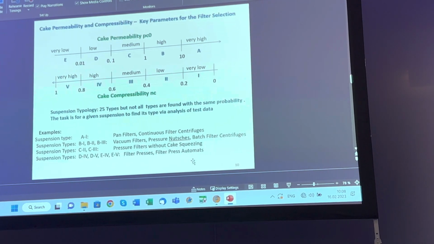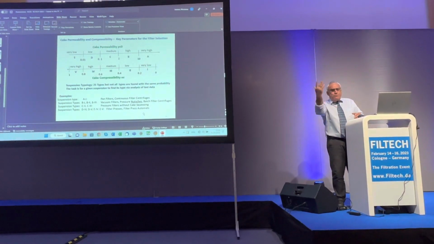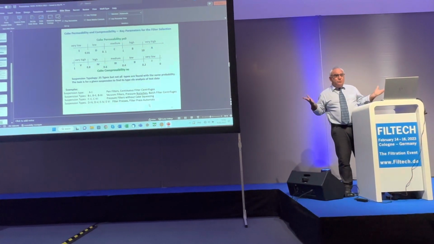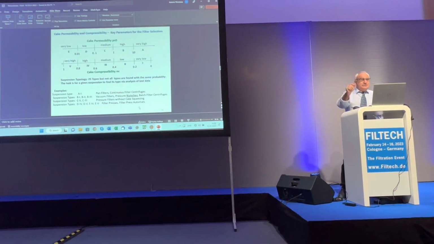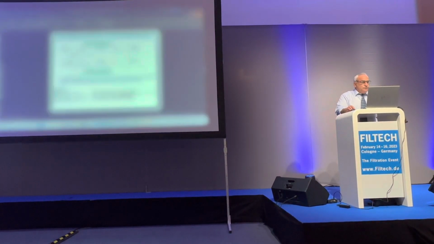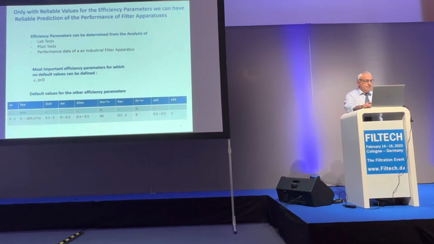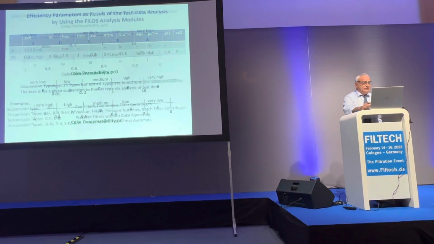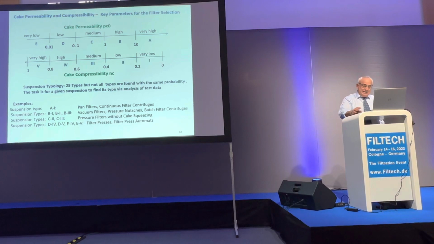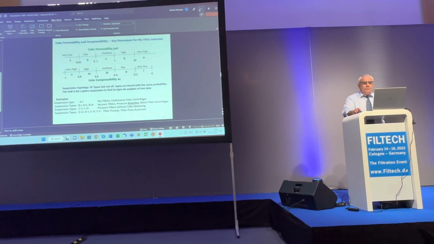So you see an example now. I don't need any pilot test to decide if this suspension is for membrane filter press or for a drum filter or for a pusher centrifuge and so on. So that is very important because with that, again, we are able to do it. Okay. You understand what I mean? That means for our suspension, that is membrane filter press. That is the result. Let's go back to the program.